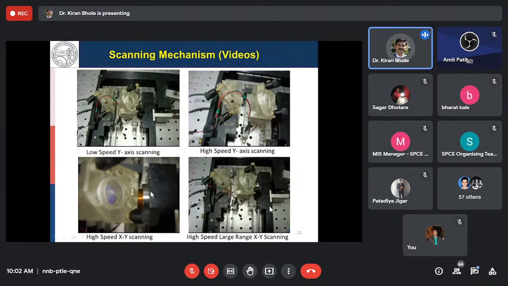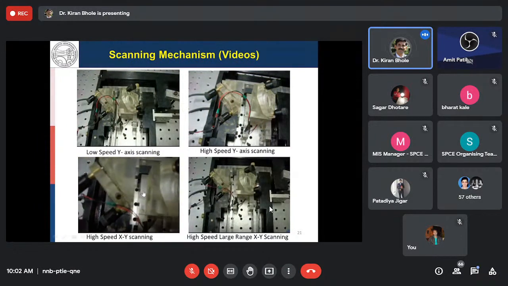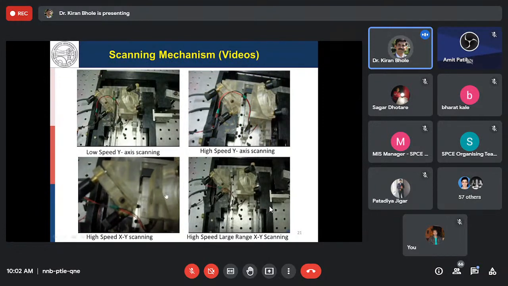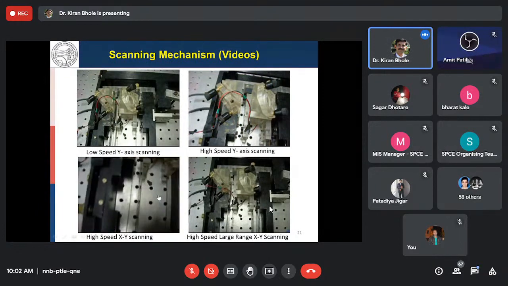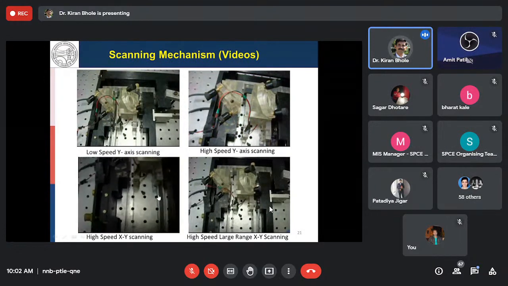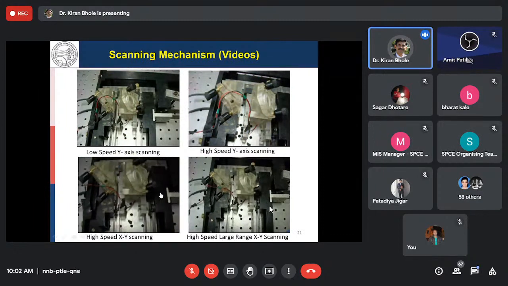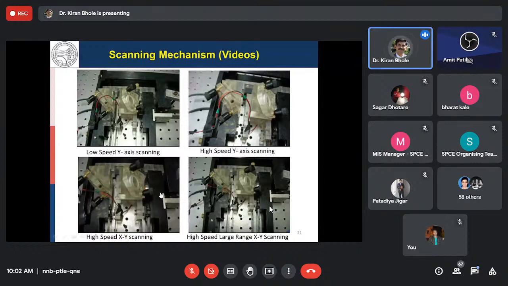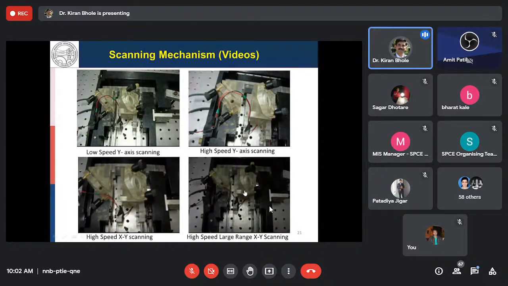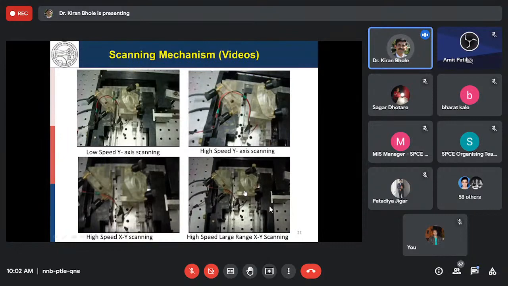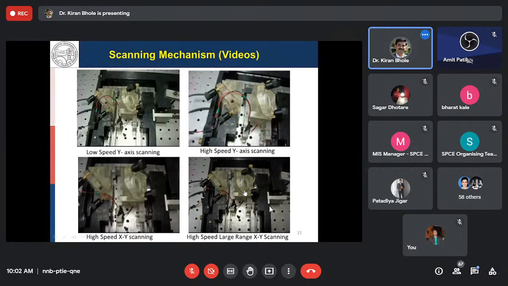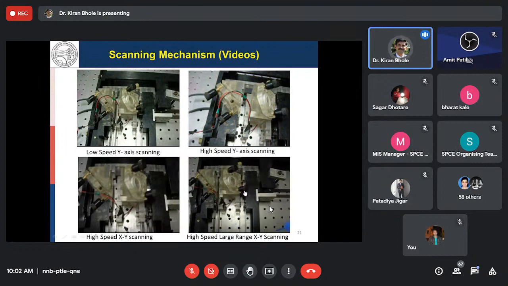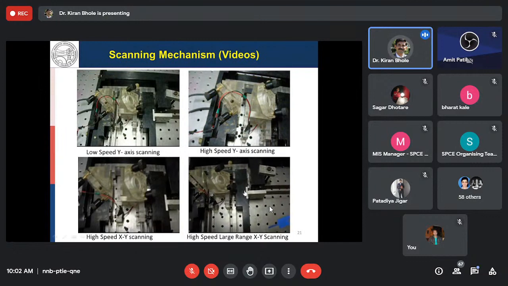This is another one for the Y axis, and you can see both these mirrors are moving because they are mounted onto the scanner. This is a flexure-based scanning system, and it is moving on axis. That's why the focus will remain constant onto the photopolymer resin. So this is high speed, so speed is high and large range, so range is also high.